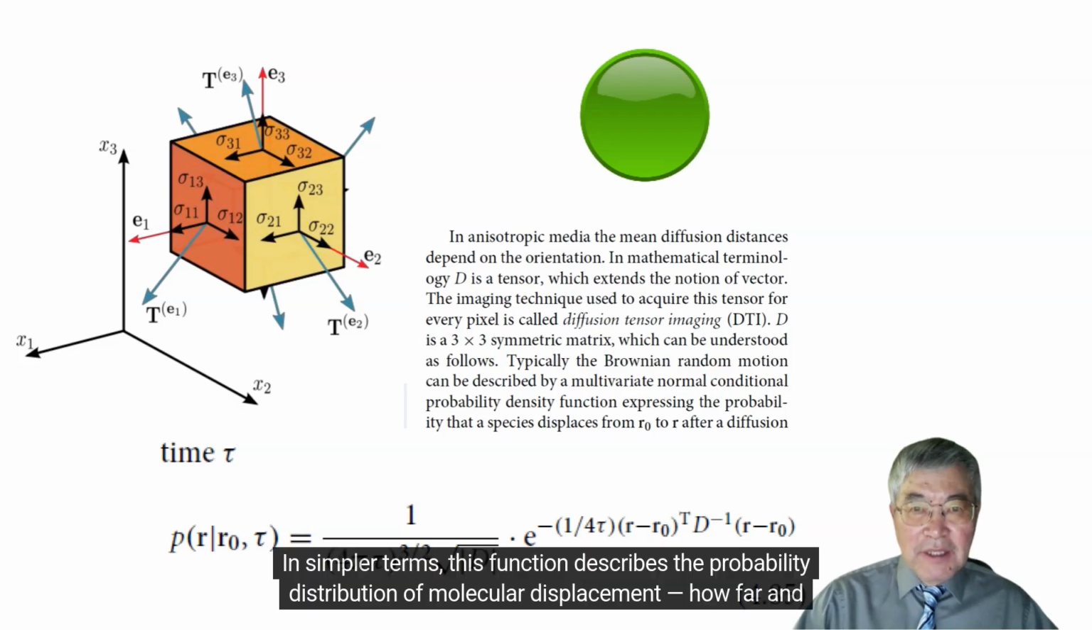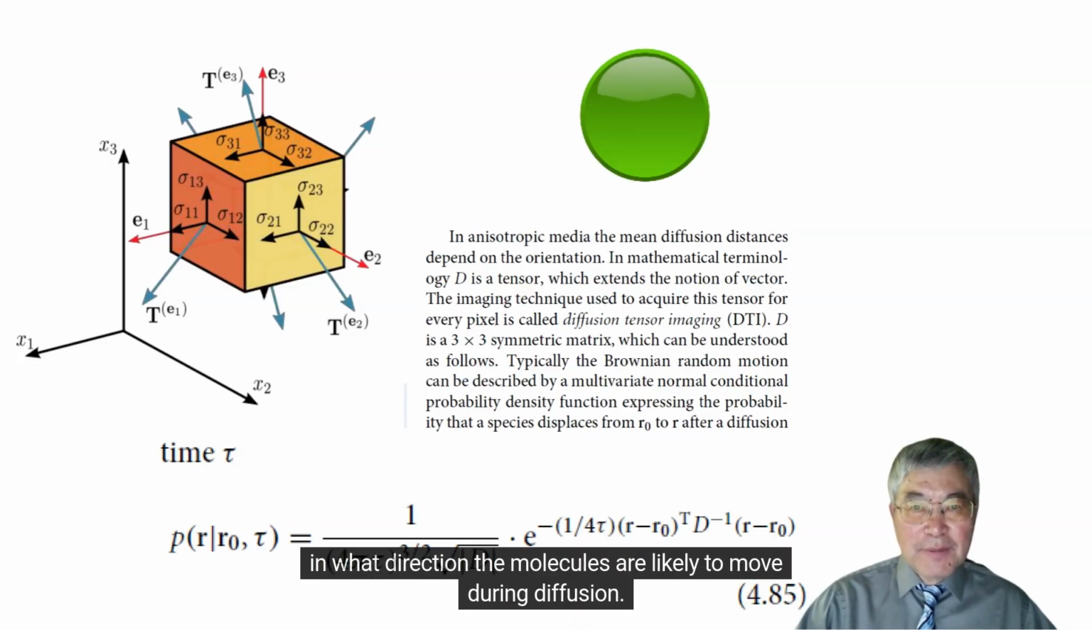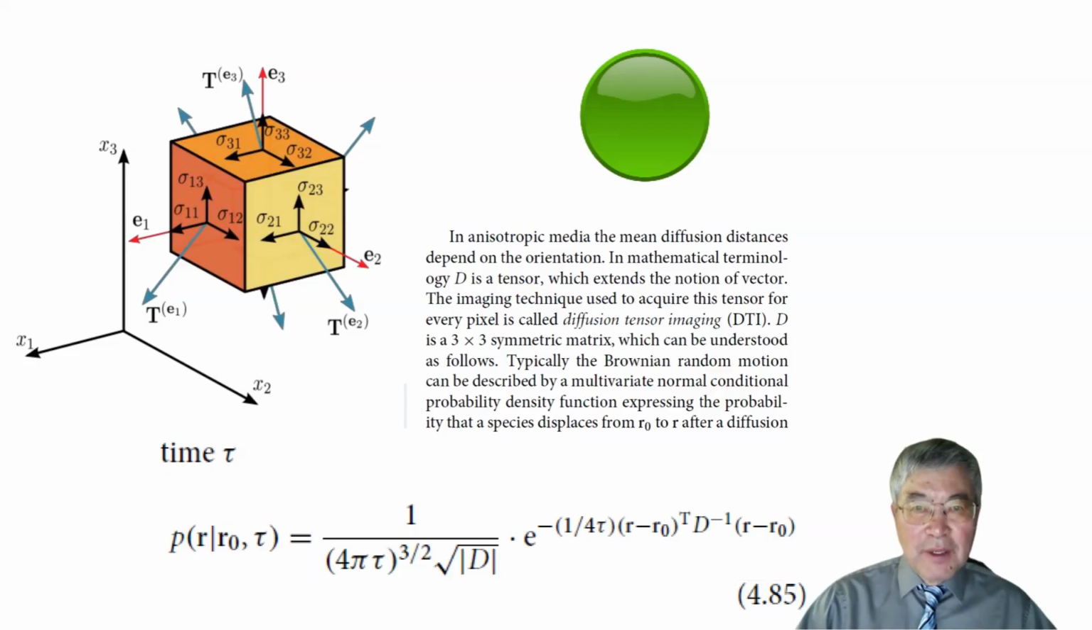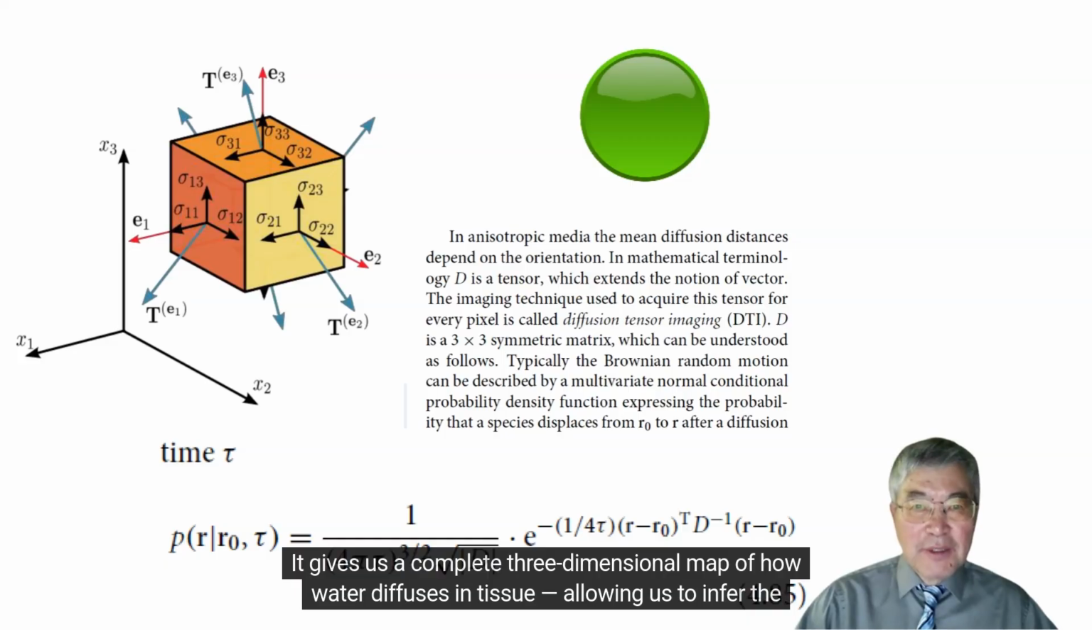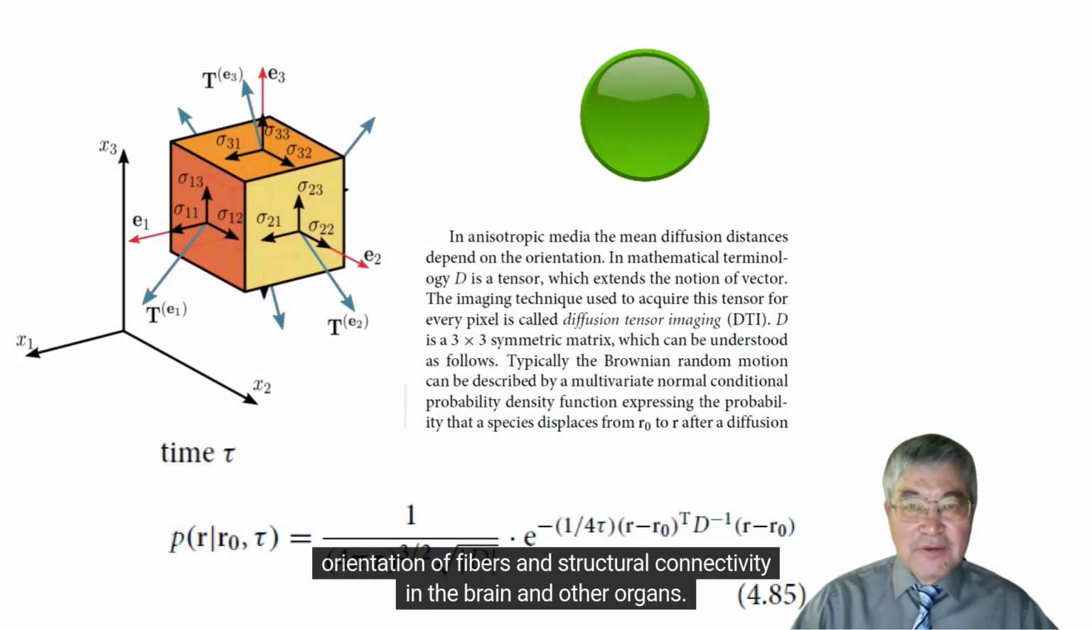In simpler terms, this function describes the probability distribution of molecular displacement, how far and in what direction the molecules are likely to move during diffusion. So, diffusion tensor imaging, or DTI, is the MRI technique that measures this tensor for every voxel in the image. It gives us a complete three-dimensional map of how water diffuses in tissue, allowing us to infer the orientation of fibers and structural connectivity in the brain and other organs.